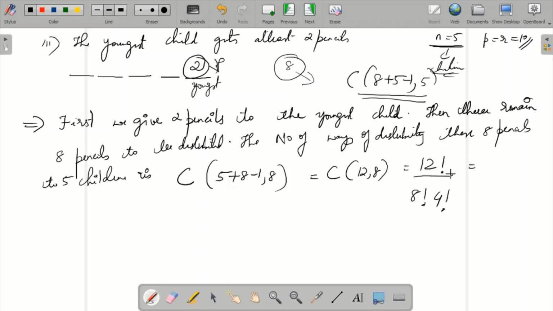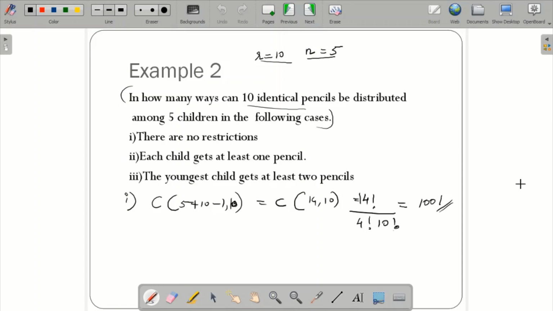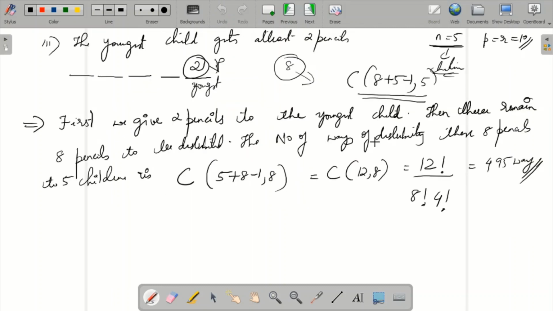Okay, so 12 minus 8 is 4 actually. So 12 factorial divided by 8 factorial into 4 factorial. So this would result in 495 ways. Okay, so this is regarding example 2. The first one had no constraints, so directly distributing. In the second one I distributed 1 to each child, remaining were 5. In the third, the youngest child gets at least 2 pencils, means I gave the youngest 2, and he can get any number of pencils at most. So first I gave 2 to him, remaining was 8, and again that 8 I arranged among the 5 people. So this is regarding example 2.